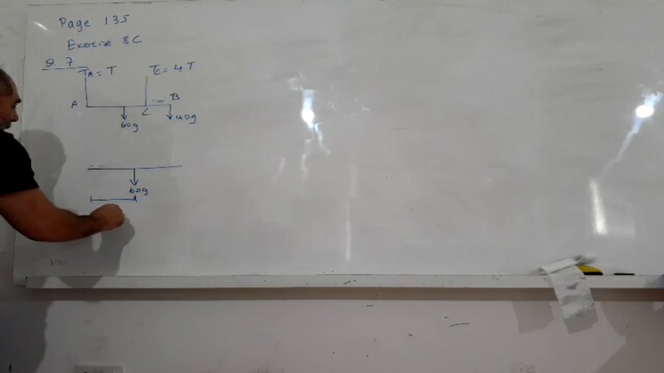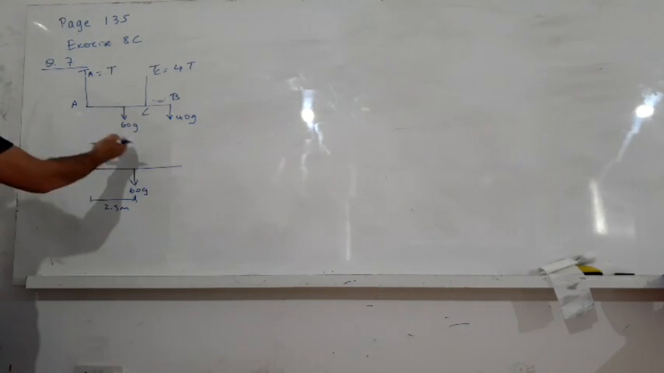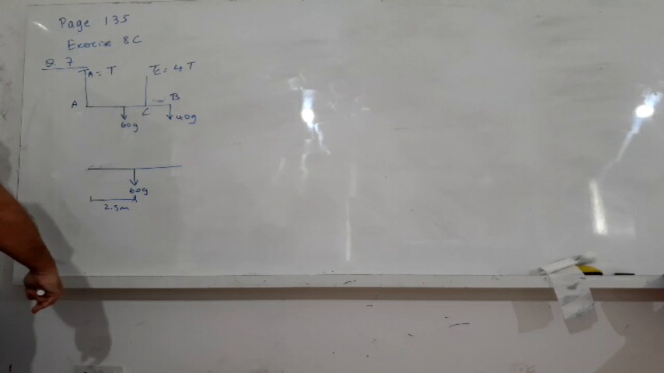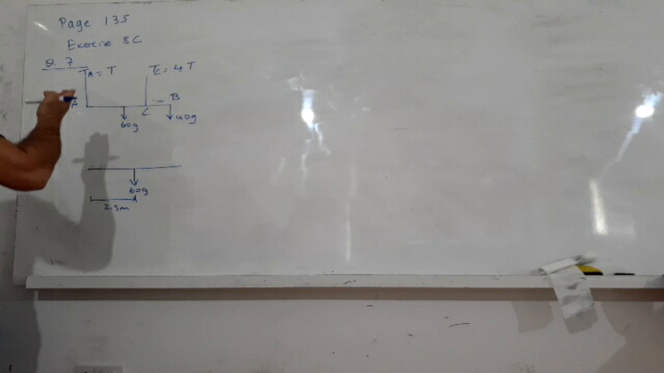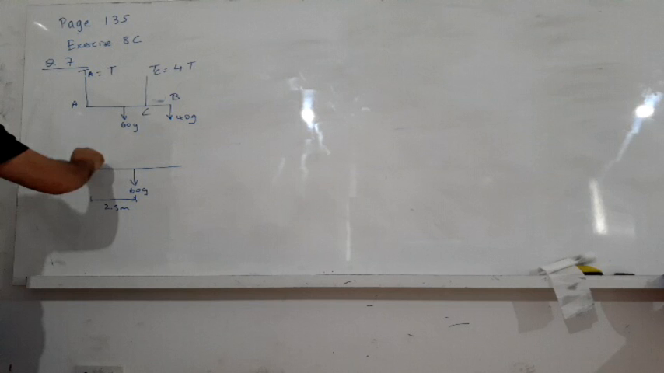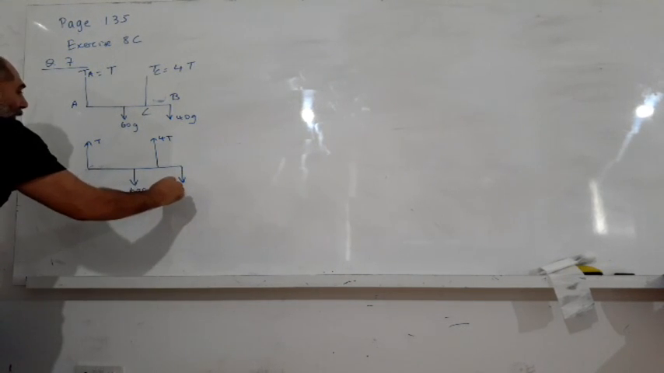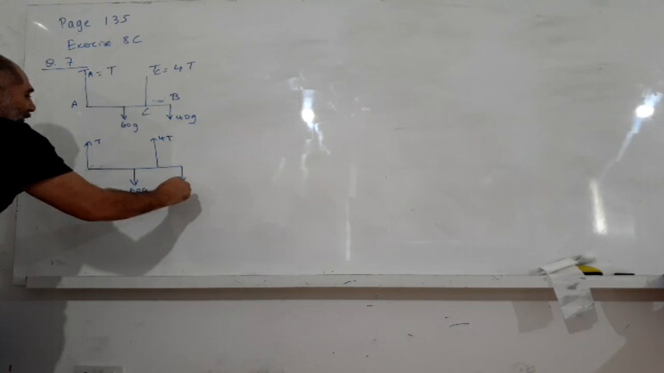How do I know it? Because I read the question. And we have T here, and we have 40 there. And we have also 40 G at point B. Any questions? Do you have any questions?